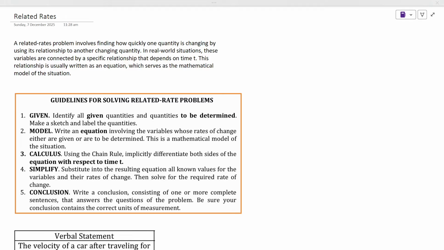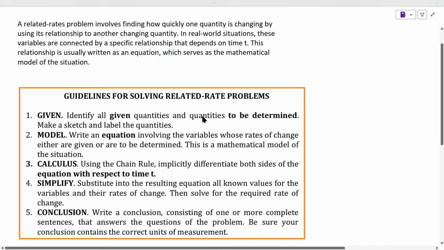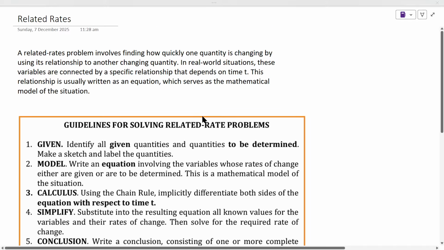Hello, today our topic is about related rates, one of the applications of differential calculus. A related rates problem involves finding how quickly one quantity is changing by using its relationship to another changing quantity. In real-world situations, these variables are connected by a specific relationship that depends on time.